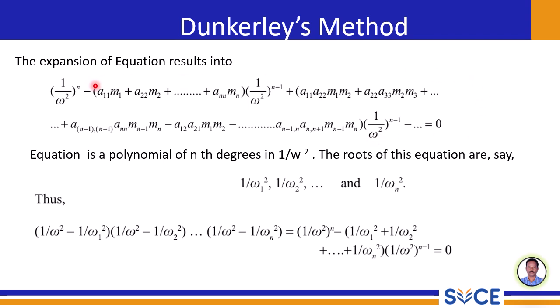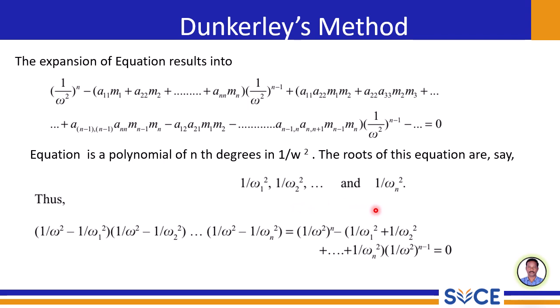The roots of this polynomial equation are given as 1 by omega 1 square, 1 by omega 2 square, and so on up to 1 by omega n square. These roots correspond to the reciprocals of the squares of the system's natural frequencies. So omega 1 is the first natural frequency, omega 2 is the second natural frequency, and so on.